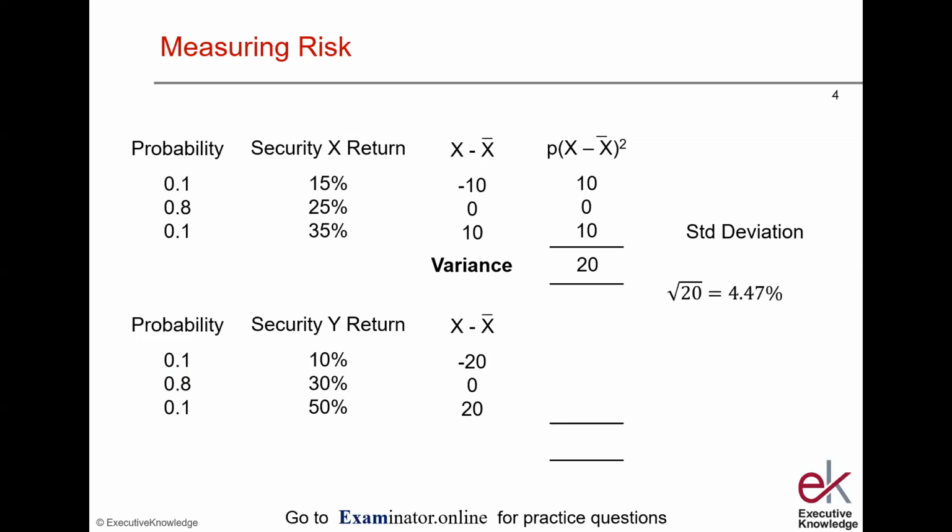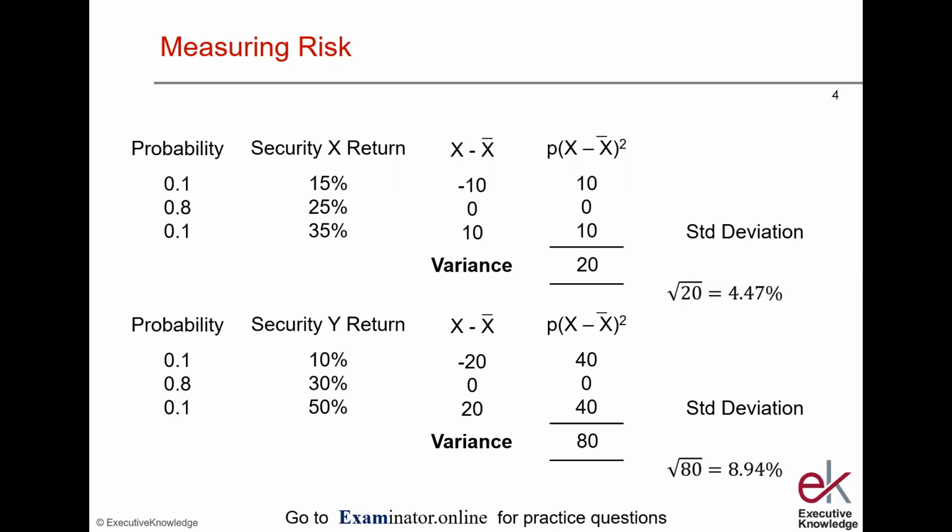We perform the same calculation for Security Y, X minus X bar. So remember, X bar expected return was 30%, 10 minus 30 gives us minus 20, and we continue that calculation to give us 40, 0, 40 when we apply the probability and square the difference, and that gives us a variance of 80. The standard deviation is the square root of 80, giving us 8.94%.